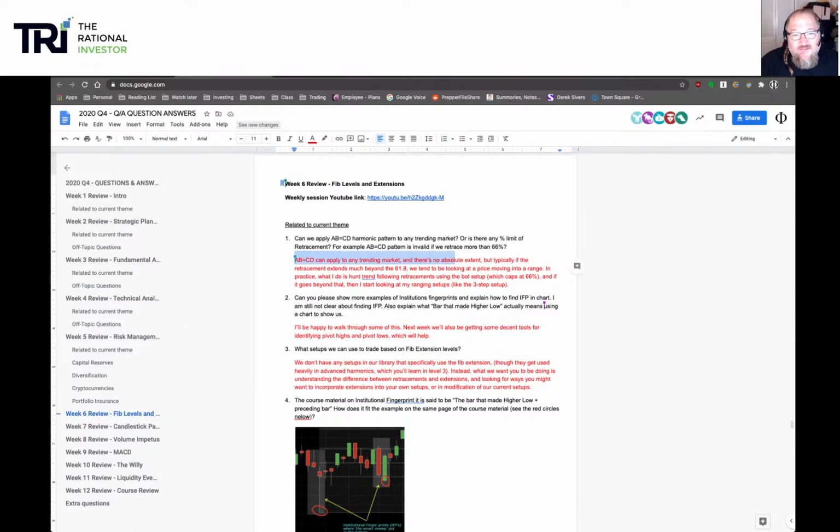Okay, there's no absolute limit, but typically, if it retraces much beyond 61.8, like I was showing earlier, we tend to be looking at a price moving into a range. So in practice, I hunt trend following retracements using the bot setup, which caps at 66%. And if it goes beyond that, then I'm exclusively looking at the 3-step setup. And really, if it gets into that RLZ at all, I just start looking at the 3-step setup. I start looking at a ranging setup back to the 50% instead of an ABCD.